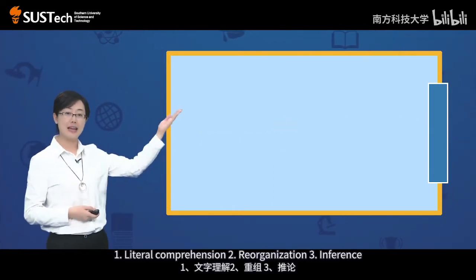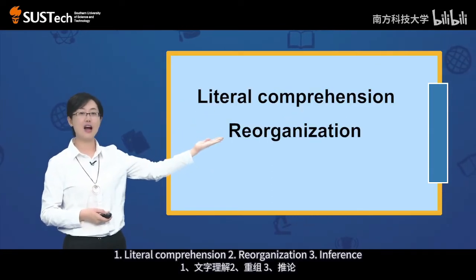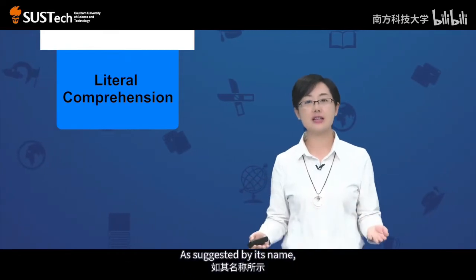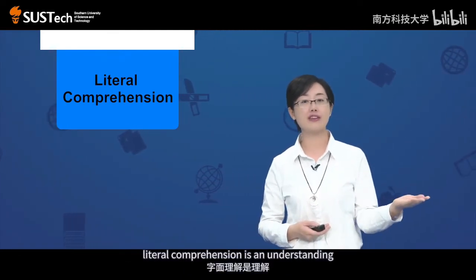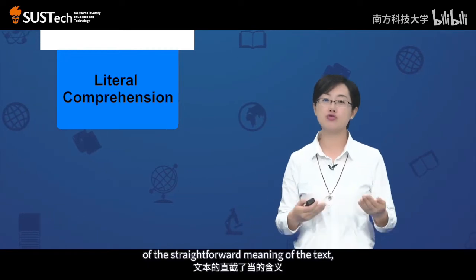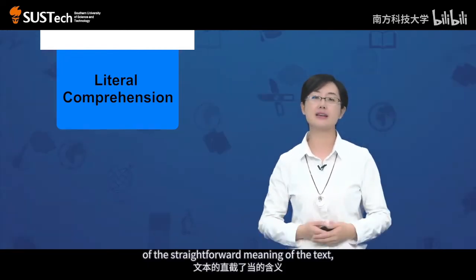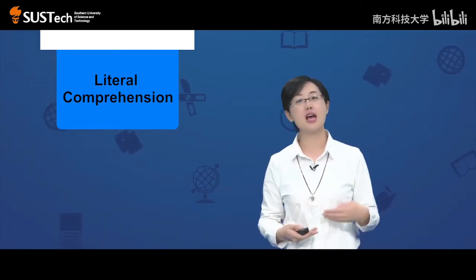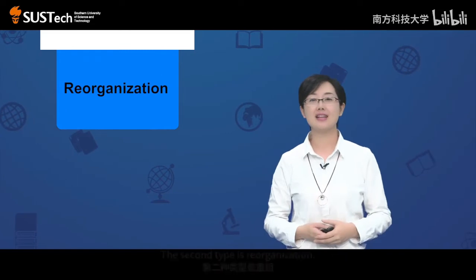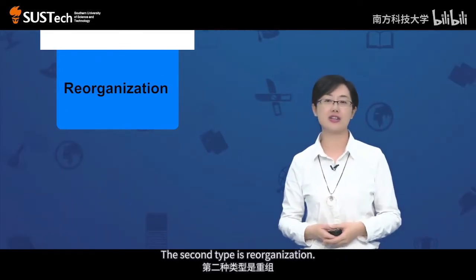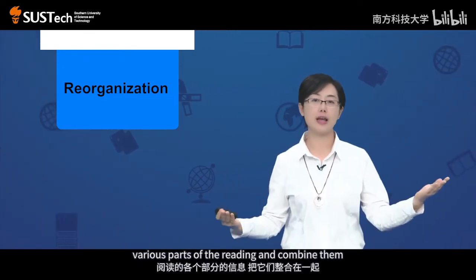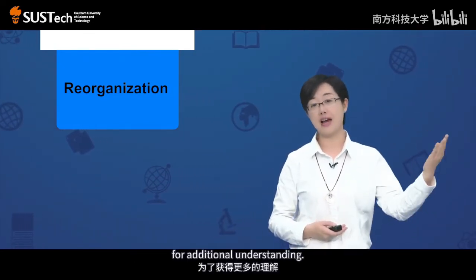They are literal comprehension, reorganization, inference. The first type is the simplest type of comprehension. As suggested by its name, literal comprehension is an understanding of the straightforward meaning of the text, such as facts. You can answer literal comprehension questions directly from the reading. The second type is the reorganization. Students use information from various parts of the reading and combine them for additional understanding.